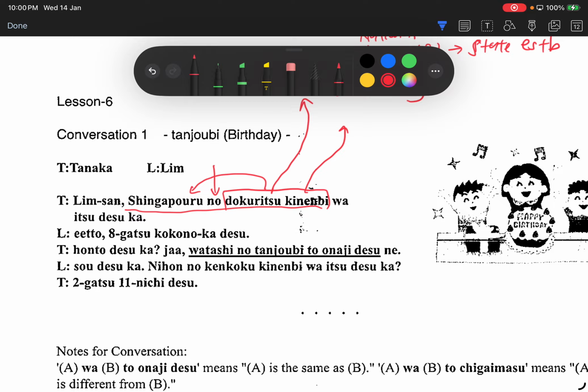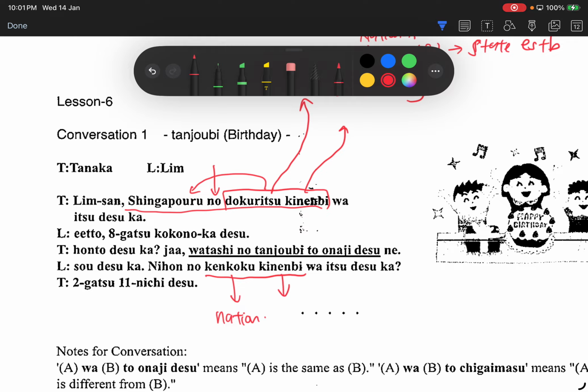Then L says, そうですか. So そうですか is, oh, is it? 日本の建国記念日はいつですか? 日本 is Japan, right? What is Kenkoku Kinenbi? Kinenbi you all know already, anniversary. Then Kenkoku, what is Kenkoku? Think of it in Chinese, some of you. 建国, yeah. So Kenkoku simply means nation building.